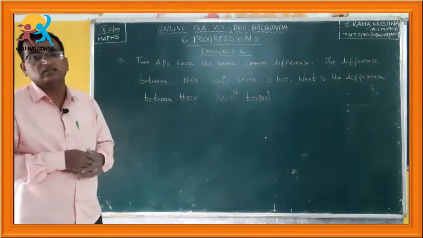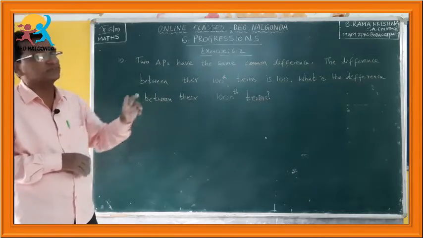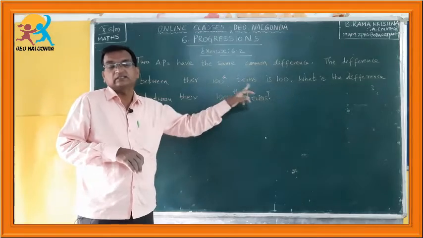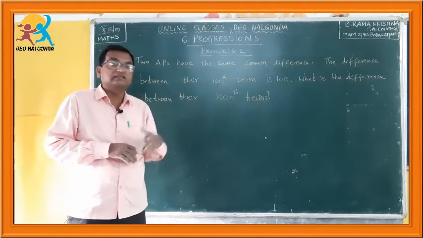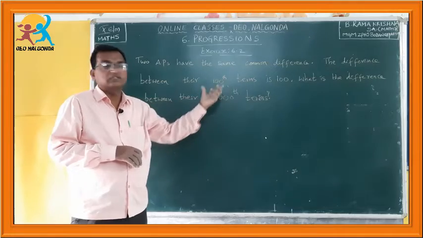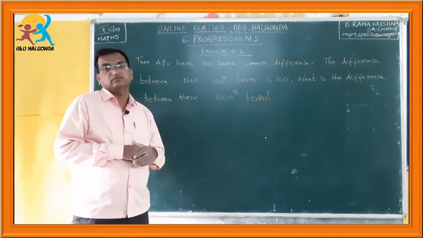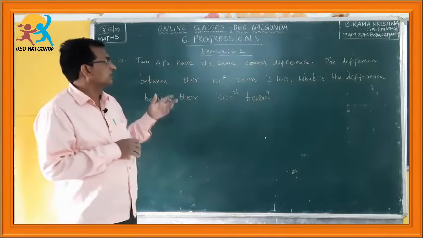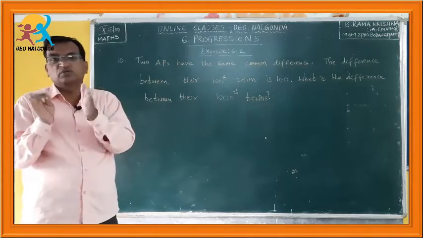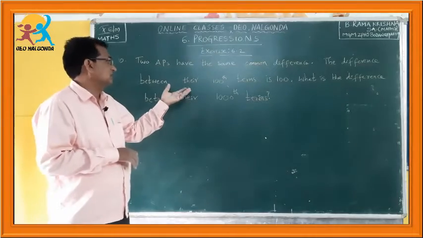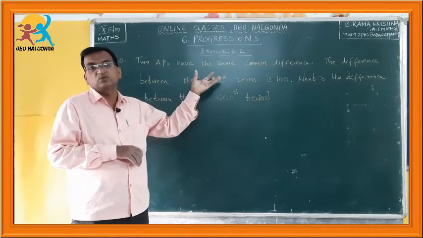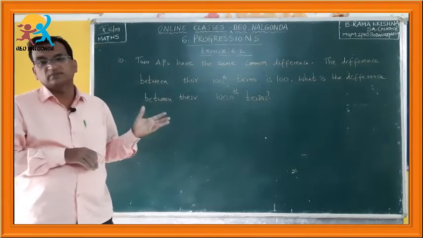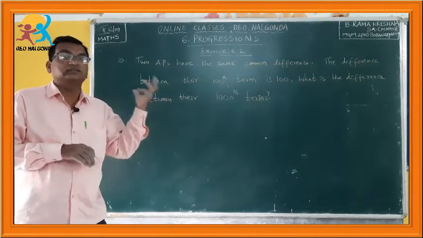Now what is he asking us to find? What is the difference between their 1000th terms? The difference between the 100th terms is 100, then what is the difference between the 1000th terms? Here you have to understand clearly that the common difference in these two APs is the same. And what is one more thing given? The difference between the 200th terms is given, that is also 100. So you have to find the difference between their 1000th terms.